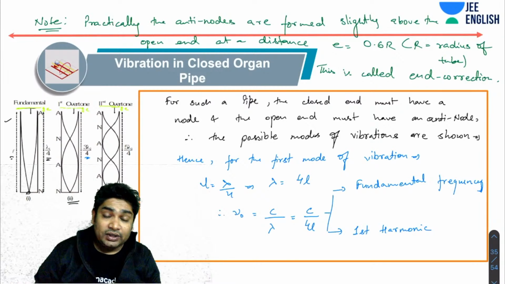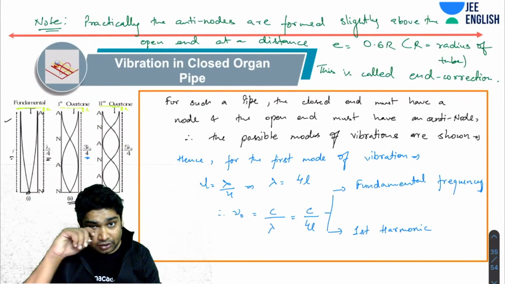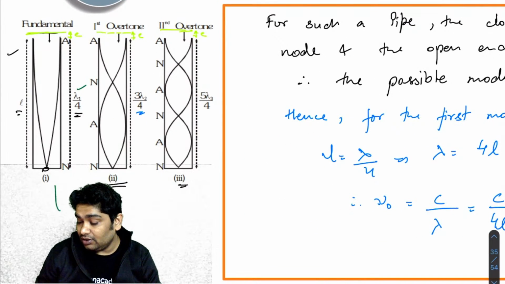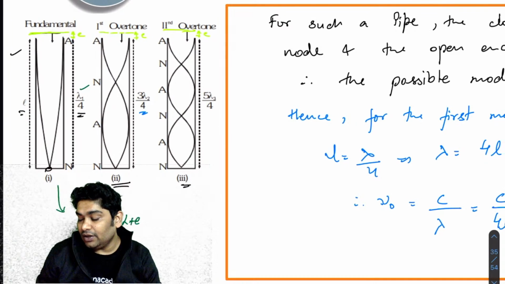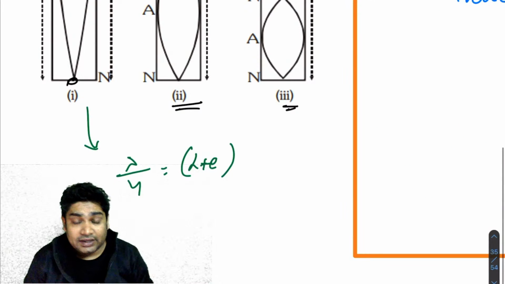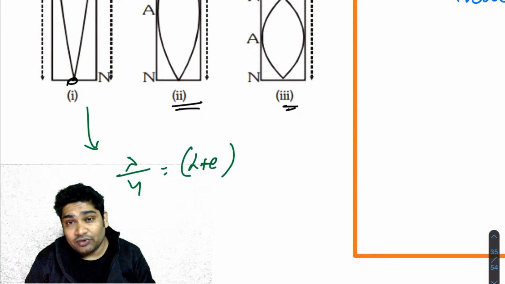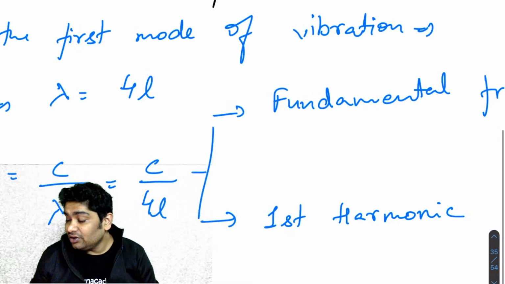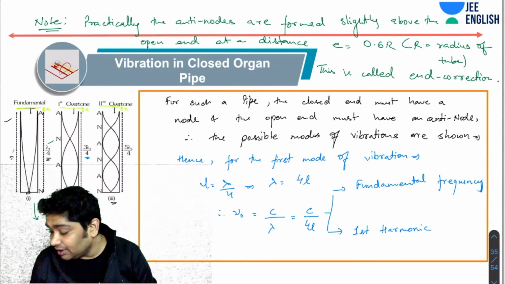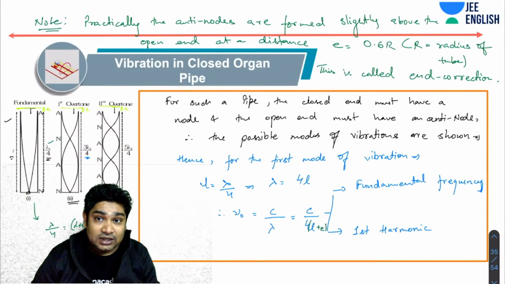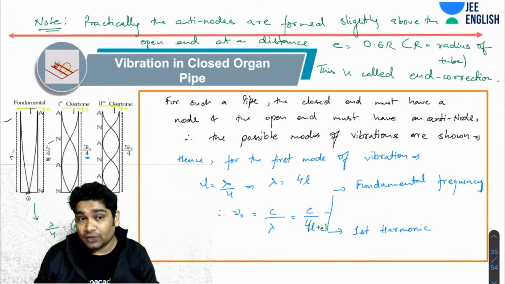So, if you were to include the end correction, then lambda by 4 would have been equal to L plus E, in the true sense. Okay. So please note that then you would have replaced like this. So you would have gotten lambda by 4 equals L plus E. So everywhere in this equation, you would have replaced L by L plus E, if you were to consider end correction. Okay. So please remember now.